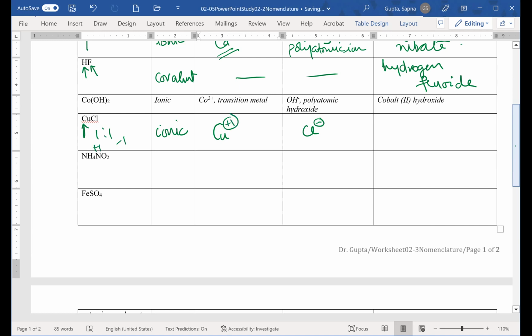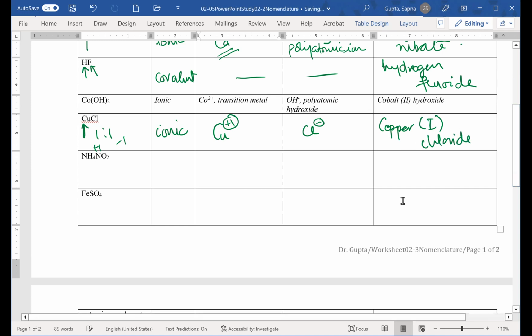So for the main group elements, you can look at the group number, but for transition metals, you actually have to calculate that, all right? So now this becomes copper +1. Now the name for this one is going to be a little bit different because, as I said, copper is a transition metal. So for transition metals, you have to write copper 1 chloride.